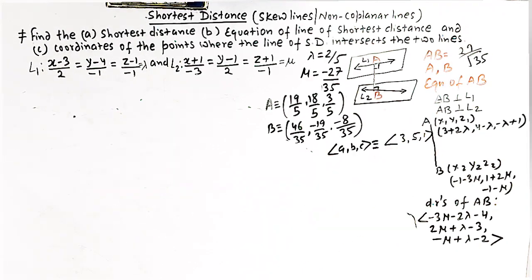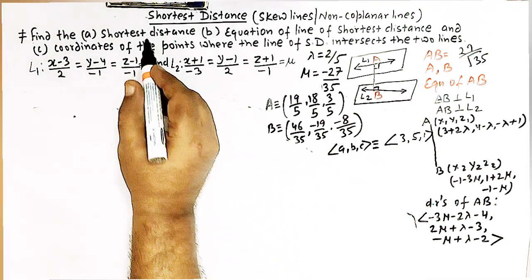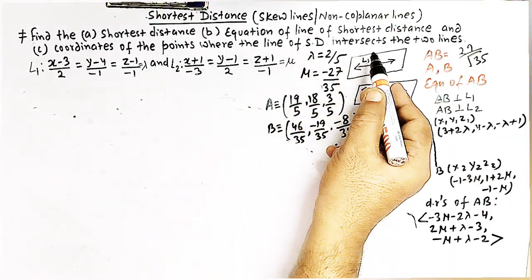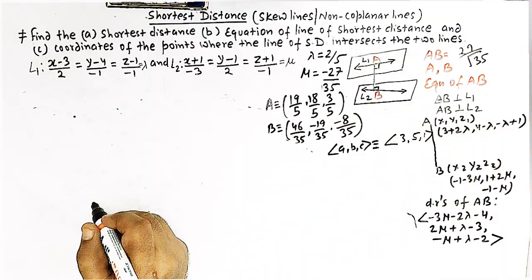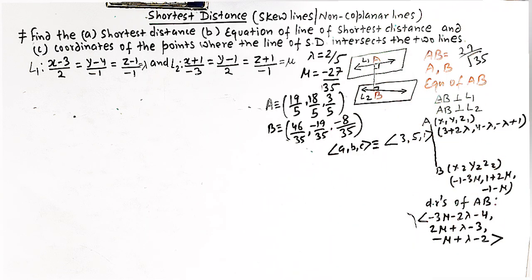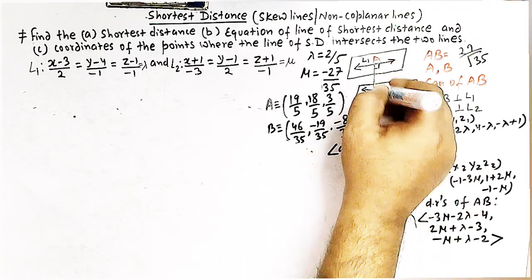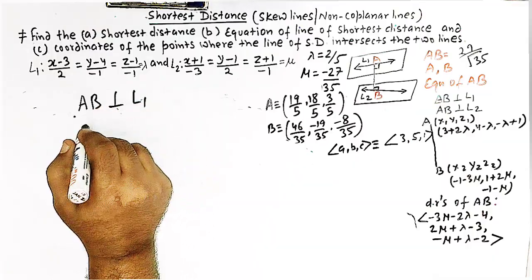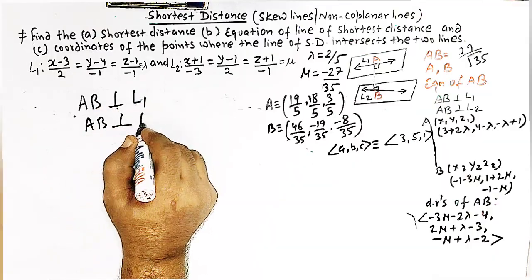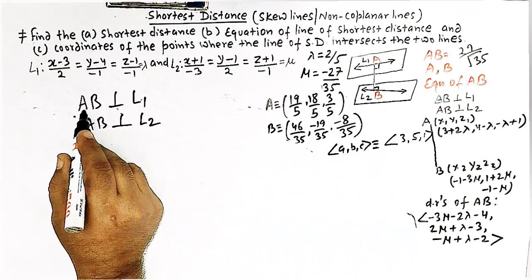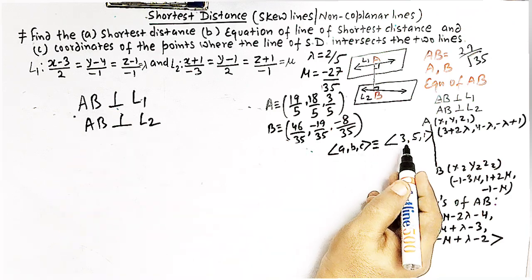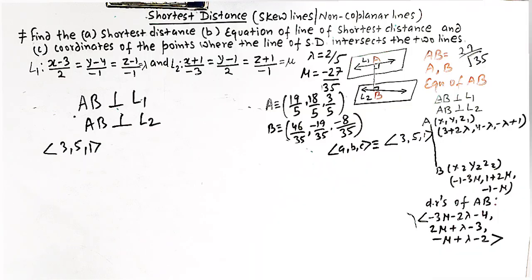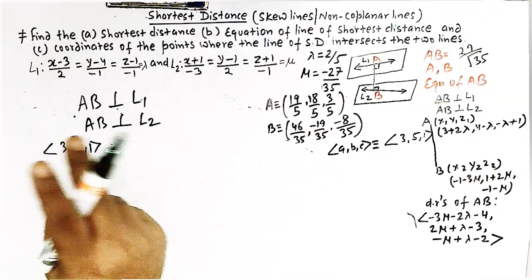So viewers, this is how we can find out the shortest distance, equation of line of shortest distance, and coordinates of the points where the line of shortest distance meets the two lines L1 and L2. And here it is very interesting to note that this line of shortest distance AB is perpendicular to both the lines L1 and L2, right? So now here we have the direction ratios of AB as 3, 5, 1, right? So we can here verify the condition of perpendicularity of two lines or two vectors.